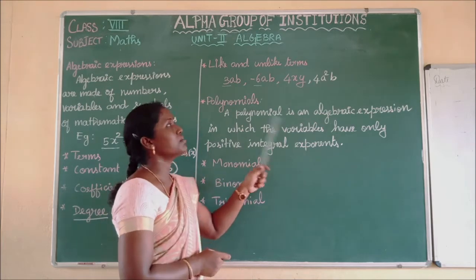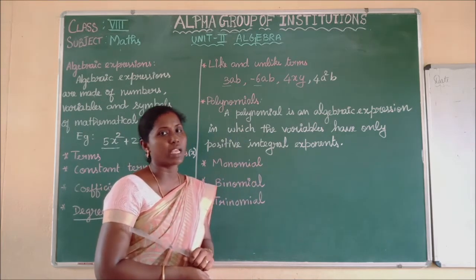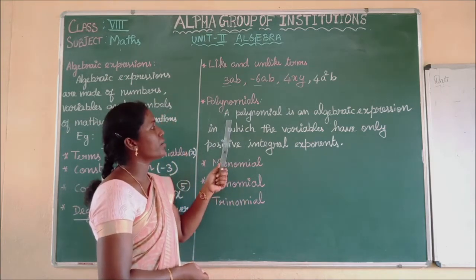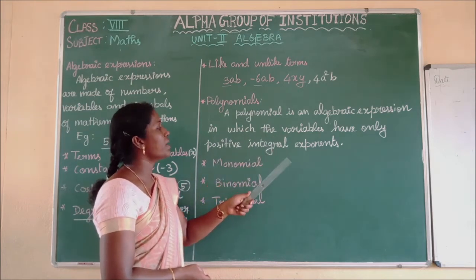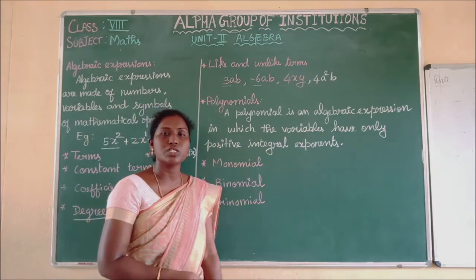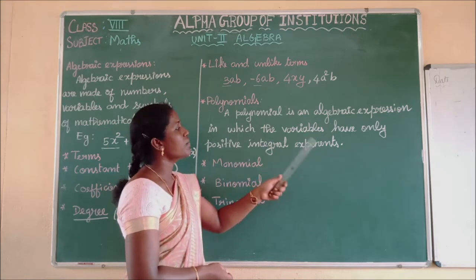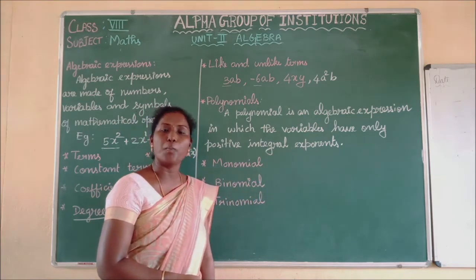So like terms play important roles for addition and subtraction of algebraic expressions. Okay, then polynomials. What is meant by polynomial? A polynomial is an algebraic expression in which the variables have only positive integral exponents. The algebraic expressions are said to be polynomials only when the variables have positive integral exponents. Then only it is called a polynomial.